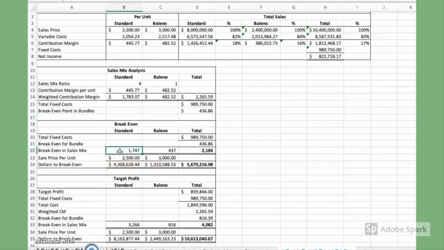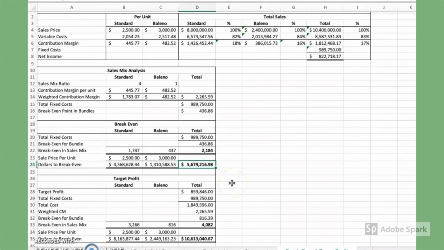1,747 units of the standard model that need to be sold in order to break even, and 437 of the Baleno model, for a total of 2,184. We then multiply them by the sales price per unit, and we get totals for each of the models. Added together, this is our total dollars that we need to break even, the $5,679,216.98. Now we're going to move on to target profit.